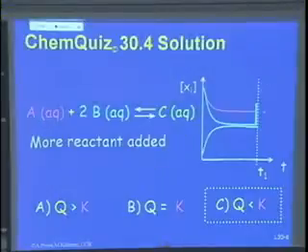Now it will come back, if you have enough of A, it will come back to the equilibrium again, and will continue to go back down and make more C and combine to B. All right, so this is clear? No, it's not clear, but you need to practice this.